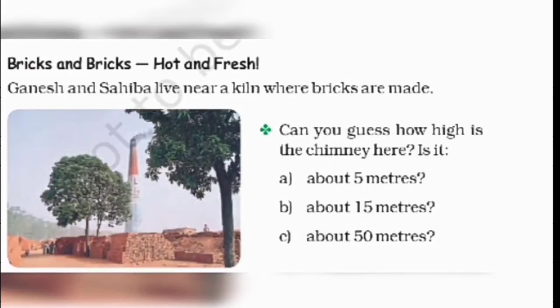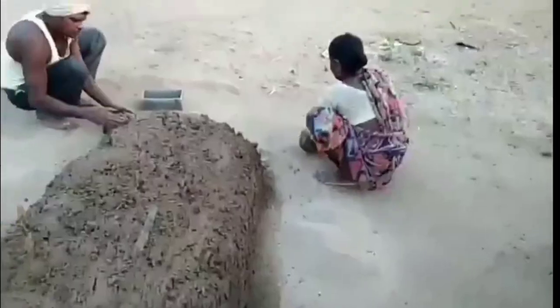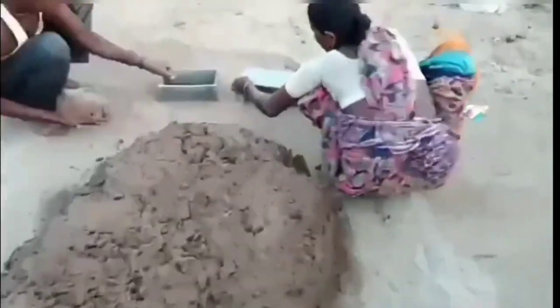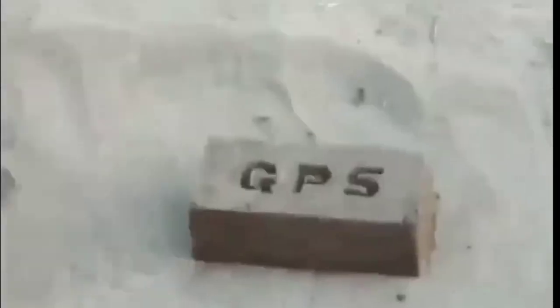Ganesh and Sahiba live near a kiln where bricks are made. Can you guess how high the chimney is here? The answer is about 50 meters. Let me tell you that the chimney stack improves the airflow and draw of the kiln, thus burning the fuel more completely. The chimney also plays an important role while making the bricks. Let's see this video now.